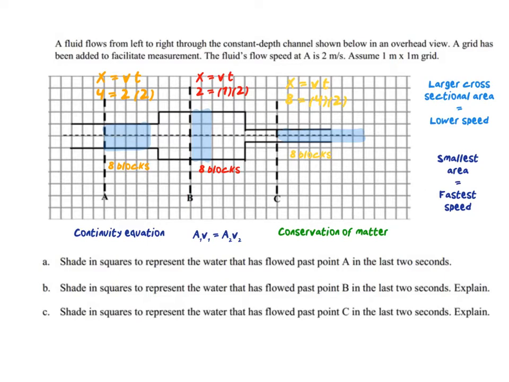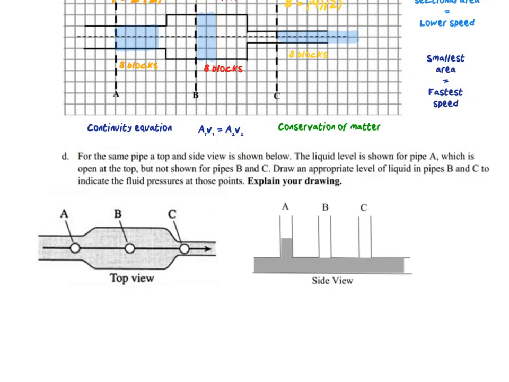All right, so let's move on to the last part of this question. All right, so part D says, for the same pipe, a top and side view is shown below. The liquid level is shown for pipe A.